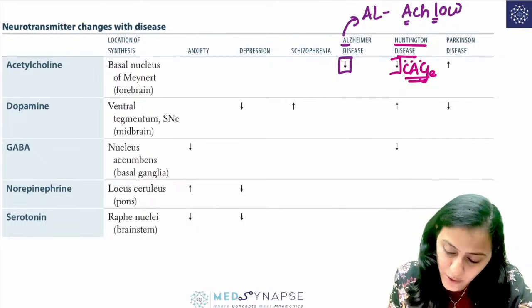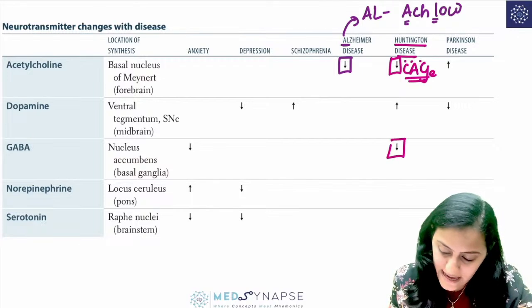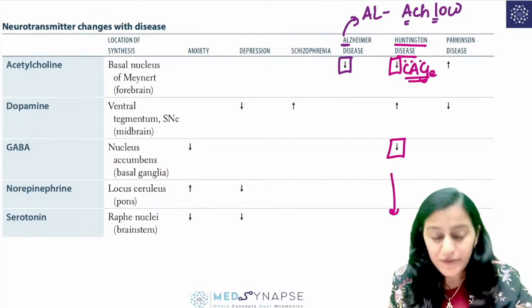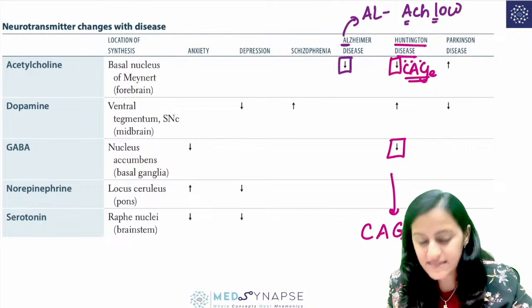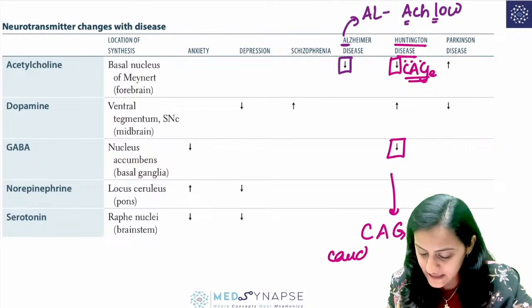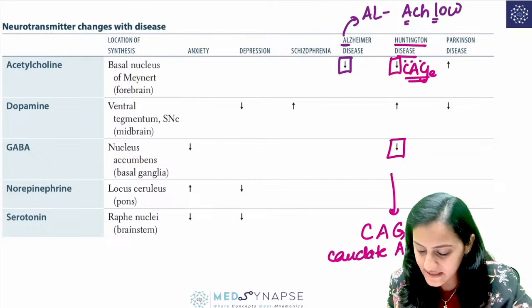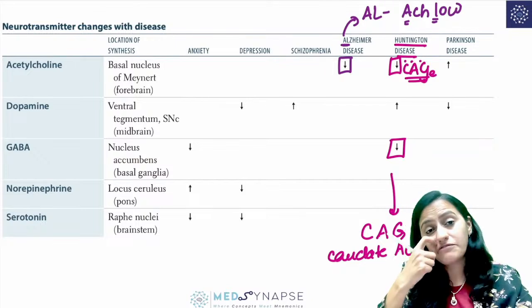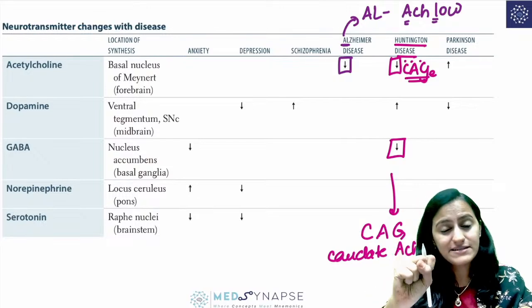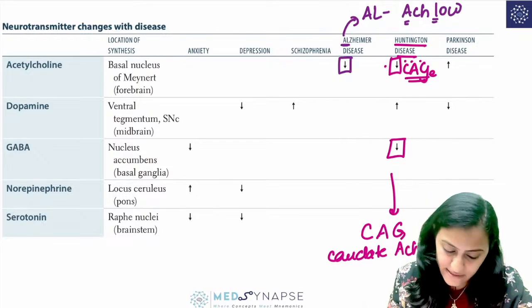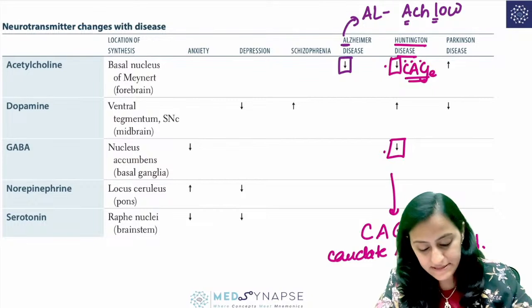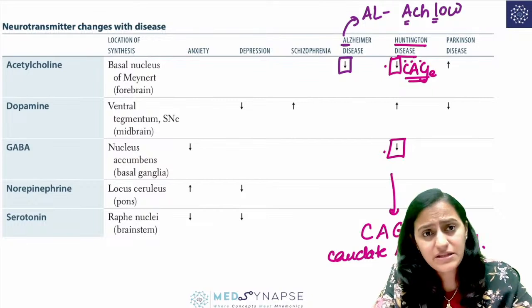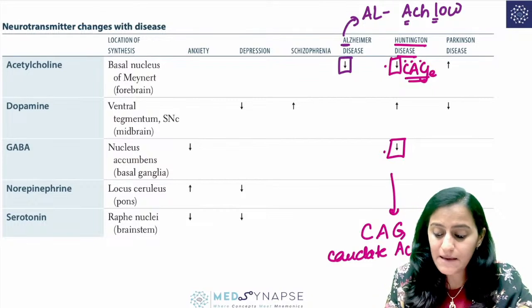Look at what is decreasing in Huntington's: acetylcholine and GABA. For Huntington's, remember CAG. That means C for caudate is affected, acetylcholine is affected, GABA is affected. All of them are decreasing. Caudate is getting atrophied, acetylcholine is decreasing, GABA is decreasing. Okay, clear with everyone? So remember, this is what is happening in Huntington's chorea.